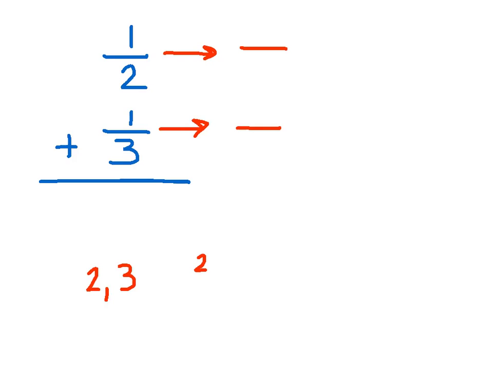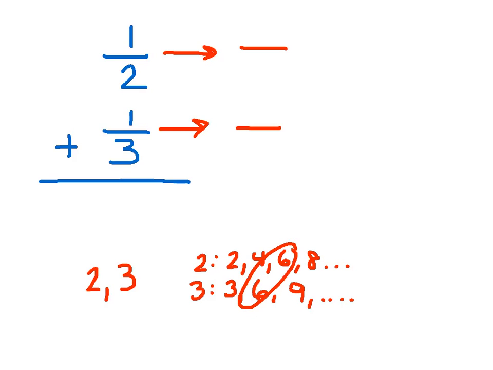So if I think about the multiples of 2: 2, 4, 6, 8, and so on and so forth. And if I think about the multiples of 3: 3, 6, 9, and so on and so forth, 6 is going to be the first multiple I have in common. So that's going to be my denominator.